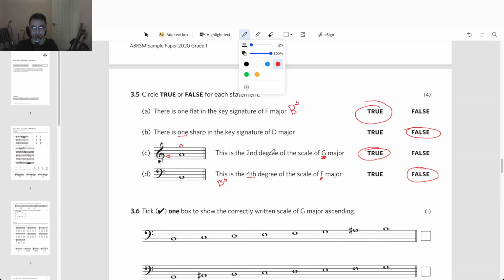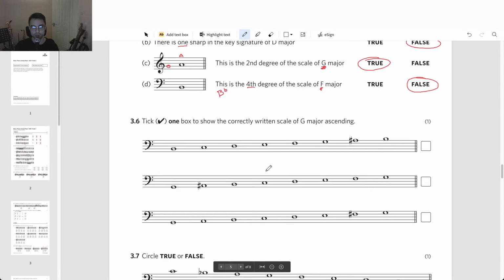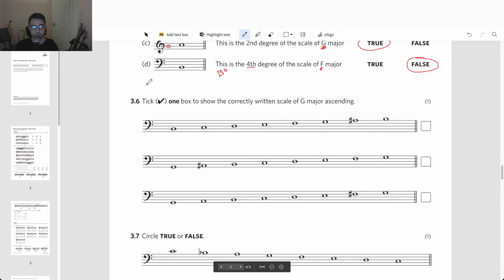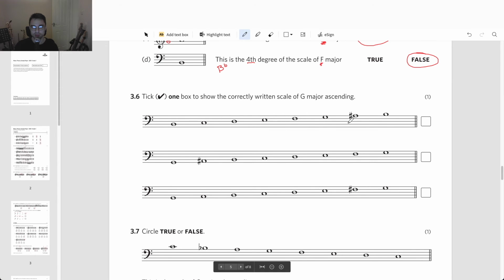So it is not the fourth degree of the scale of F major. All right, 3.6. Tick one box to show the correctly written scale of G major ascending. All right, so we know the key signature for G major. We know that it's 1 sharp, right? So G major is 1 sharp.